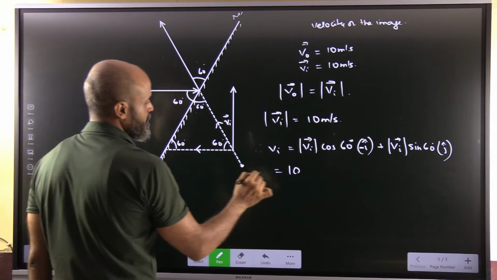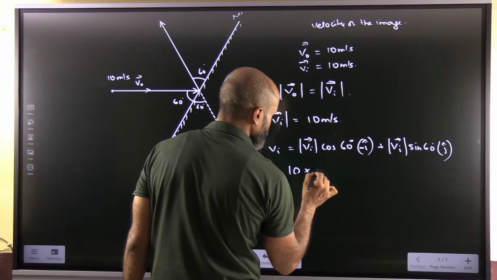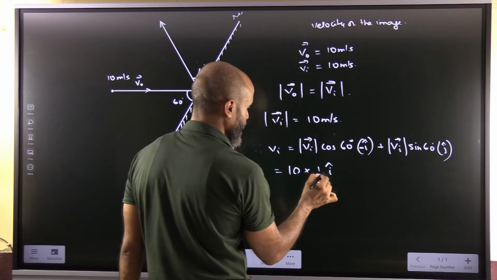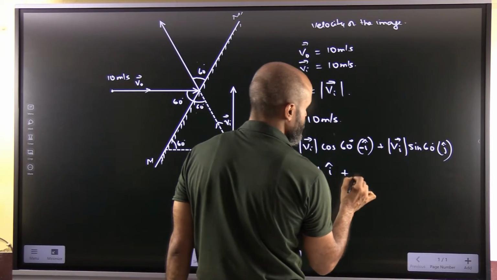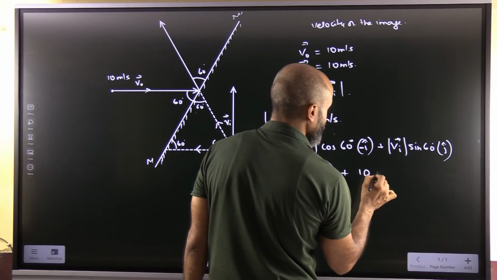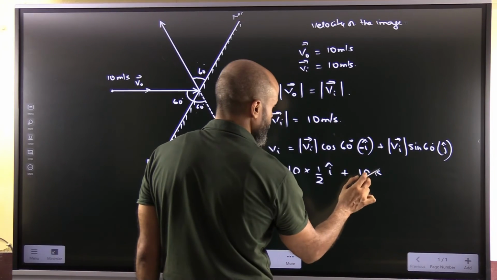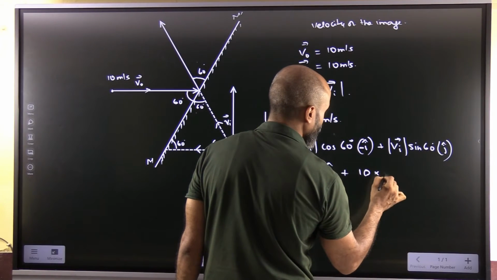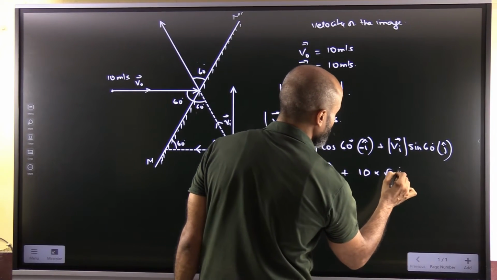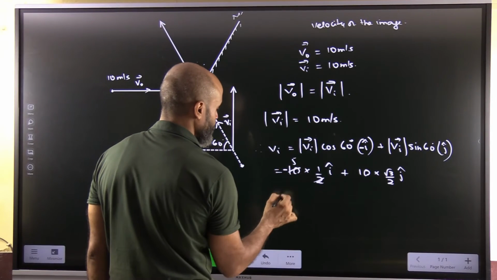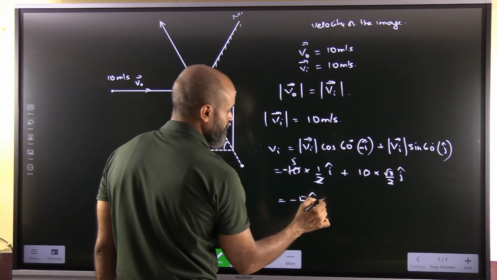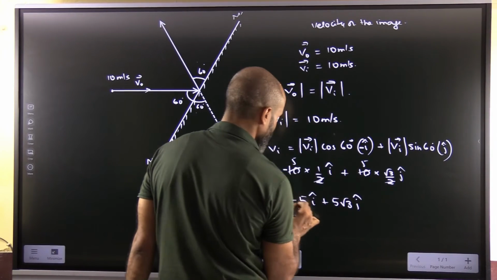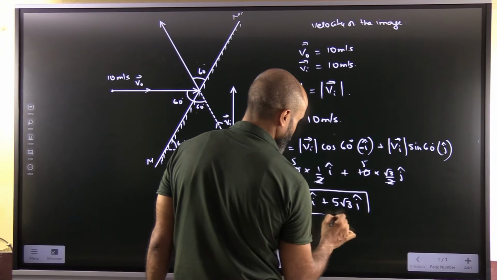Cos 60 will be under root half I cap, so this will be minus I cap, plus V j, that is 10 sin 60 degrees. What will be the value of sin 60 degrees? Sin 60 will be under root 3 by 2 j cap. So this will be 2 5s are 10, that is minus 5 I cap, and 2 5s are 10, that is 5 under root 3 j cap.